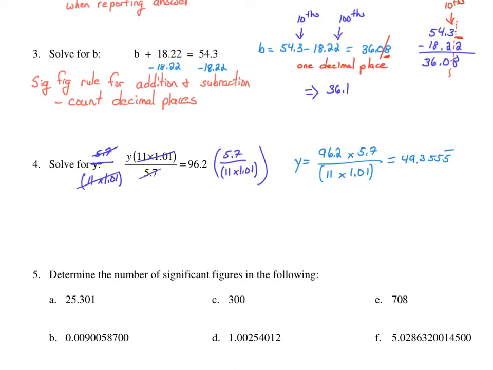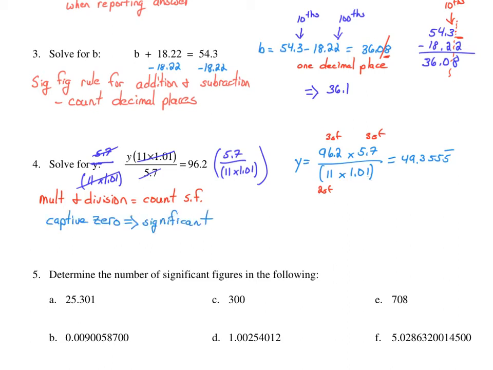Now we need to worry about Sig Figs. The Sig Fig rule in multiplication and division is that we count Sig Figs. So we have 3 Sig Figs, 3 Sig Figs, 2 Sig Figs. All of these numbers have only digits 1 to 9, so they all count as significant. Looking at this number here, we see we have a 0. Zeros may or may not be significant. This 0 is significant because it is a captive 0. It has non-zero digits on either side.